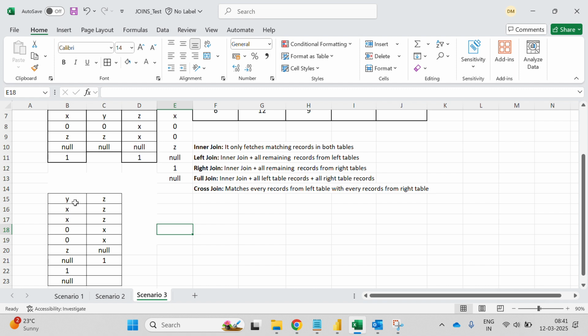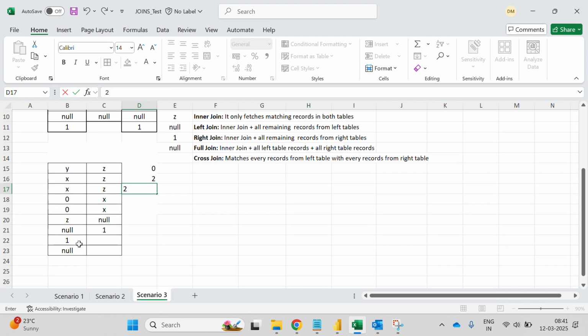What is the output of these two tables? So y matches how many times? No record is present for y, that is 0 only. And this x is matched how many times here? That is 2 times. This x is also 2 times only, and this 0 does not match with 0. This 0 does not match with 0.